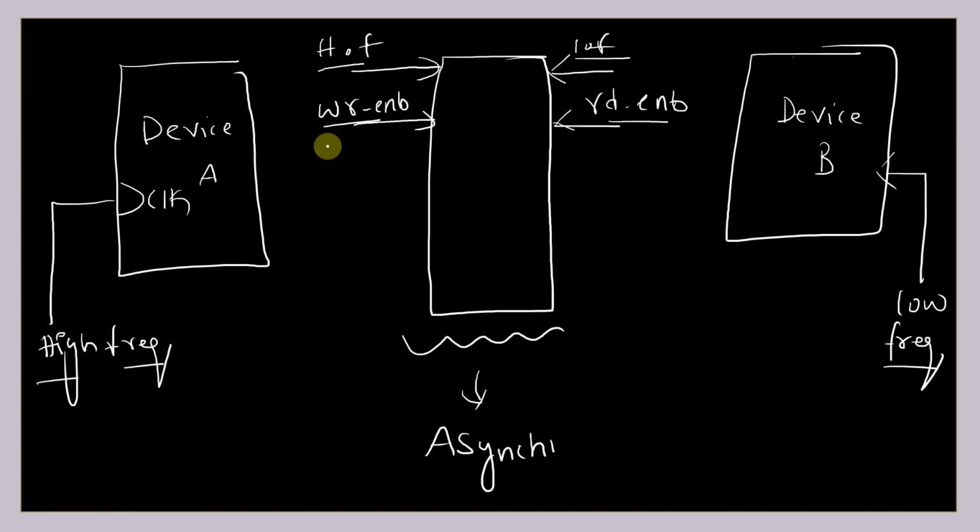So, let's say in the case of my asynchronous FIFO, I want to find out the full condition. Which particular device is going to check for this full condition? Device A or device B? Device A. Device A is going to first check whether this FIFO is full or not. Then only it is going to provide the write enable. And device B is going to check for the empty condition. If it is empty, then it is not going to read. If it is not empty, then it is going to read.